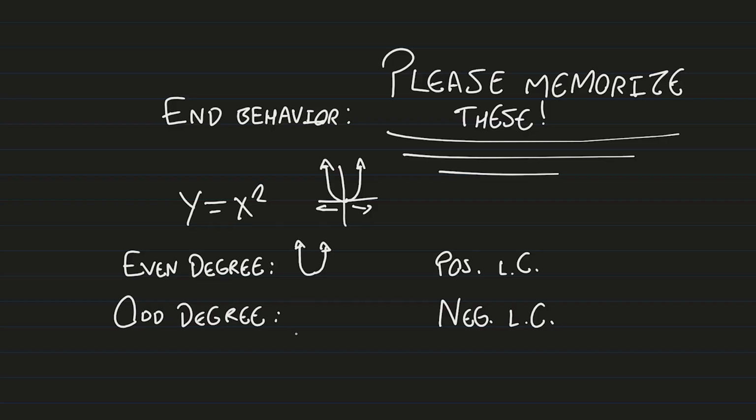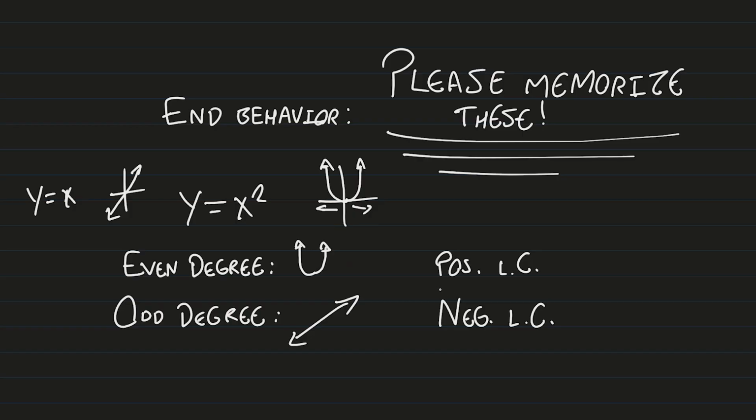Let's think about functions that have an odd degree, like y equals x, right? Just x to the first power. That's an odd power. Y equals x looks like this, right? It goes up forever as you go to the right forever, and it goes down forever as you go to the left forever. So you can see it does not do the same thing like our even degree does. Our even degree goes up on the left and up on the right. Our odd degree goes down on the left and up on the right.